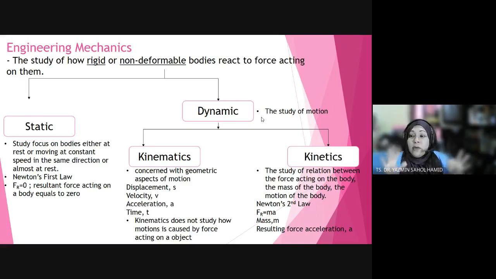Okay, so if you have a question that a particle, for example, this pen is being pushed by a force, it does not fall under kinematics. It will fall under kinetics.